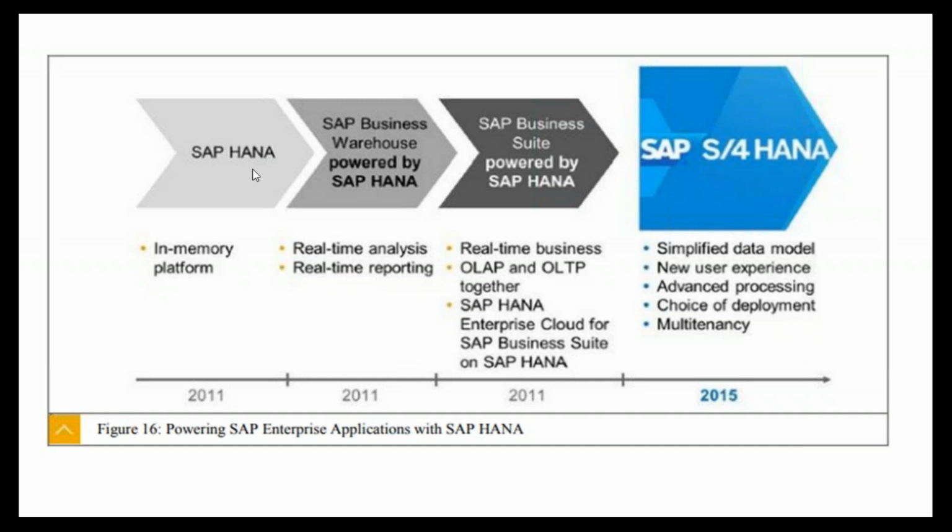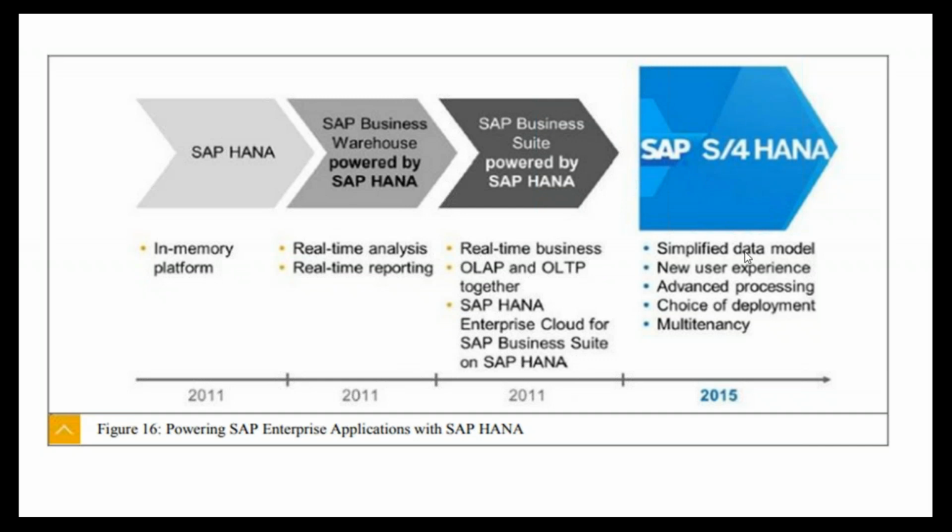Then they slowly introduced SAP Business Warehouse powered by SAP HANA. This all actually came into the market in 2012. So Business Suite powered by SAP HANA, this was in 2014, guys. So this happened in 2014, and this happened in 2013 or something like that. So these numbers have not changed. It remained as 2011.